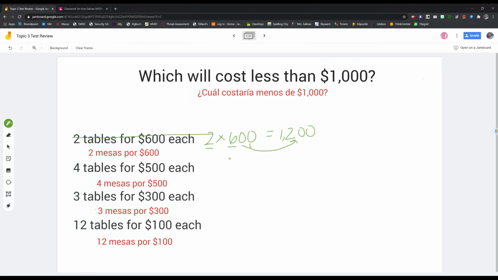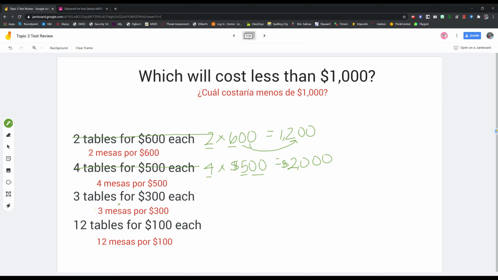4 tables for $500 each. So I would multiply 4 times 500. 4 times 5 is 20. Don't forget to add the 2 zeros. 2,000. This one is greater than 1,000, so it's wrong.